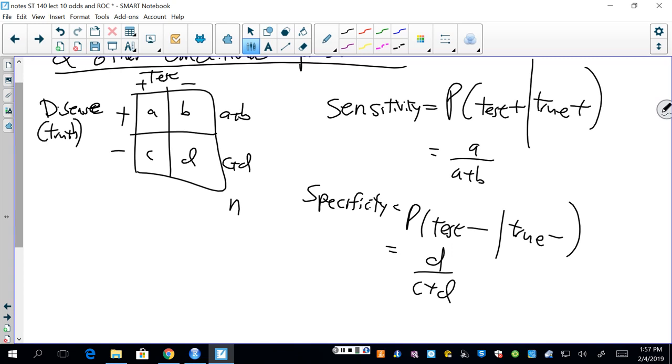So what would be characteristics of good tests? If both the sensitivity and specificity are high. Yep. So good tests have large values.